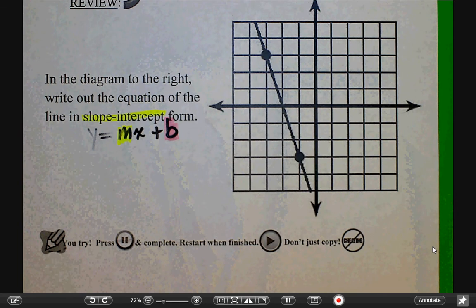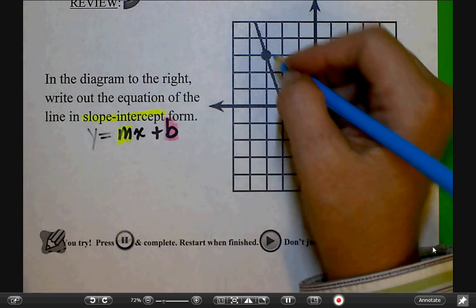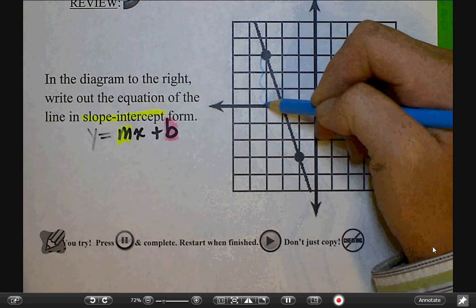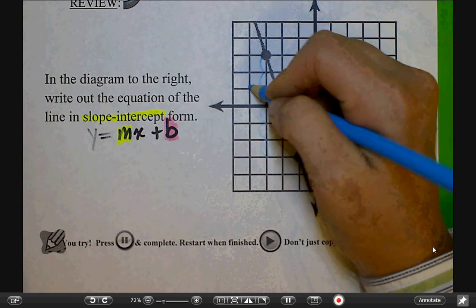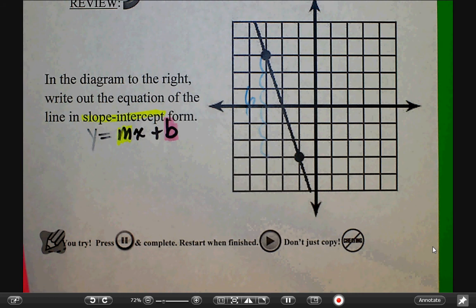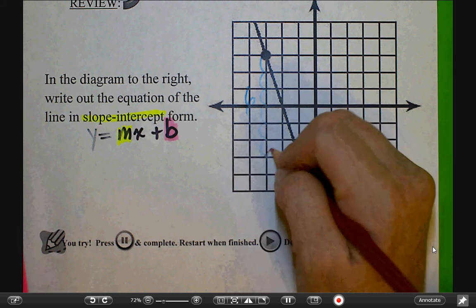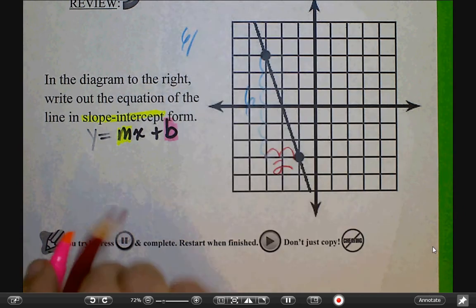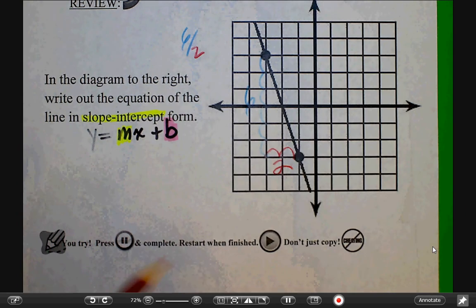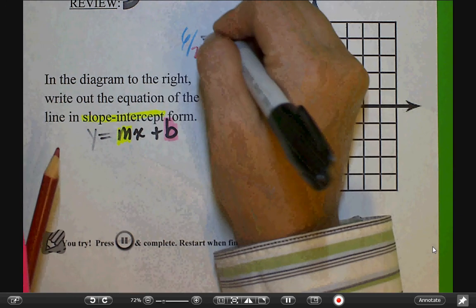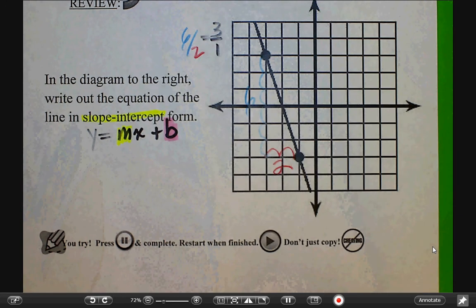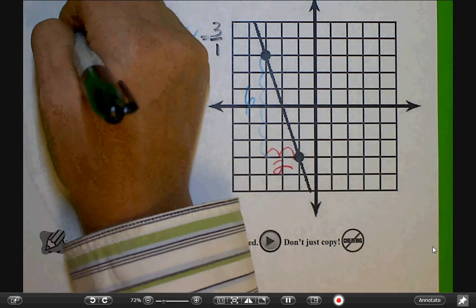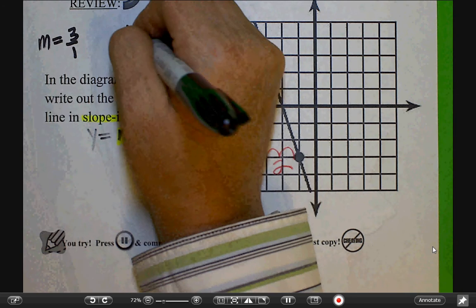So for the slope, we're going to count the rise over the run. So you can bunny hop here. 1, 2, 3, 4, 5, 6 over my run, 1, 2, that's going to be 6 over 2, so that reduces to 3 over 1. So I know my slope is 3 over 1. That's my slope. So m equals 3 over 1.